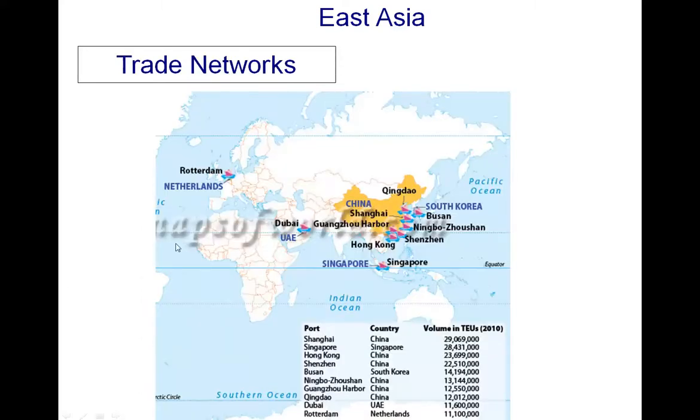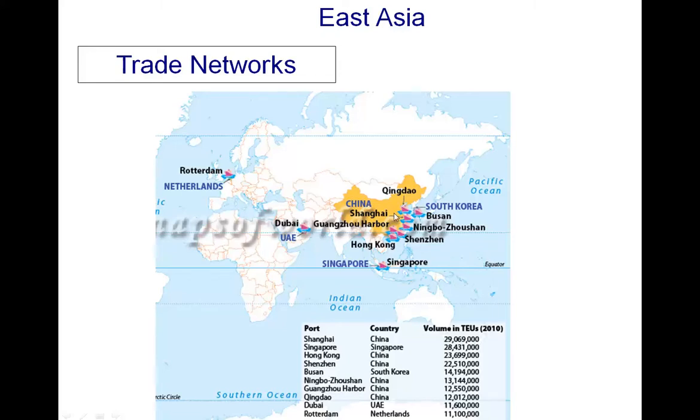The trade networks, the map that you see here is actually showing container ports. And so these are major areas of where containers, where goods are shipped all over the world, are found. And if you look at China and this region, there are a large number of these container ports, the major container ports in the world.